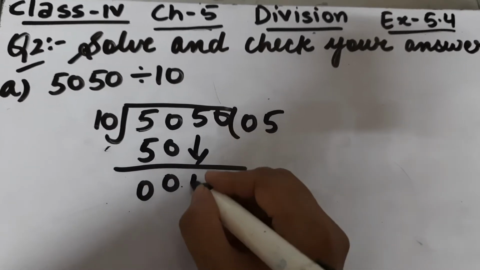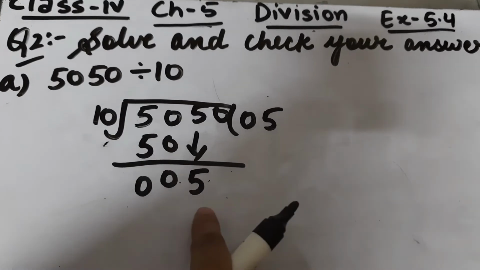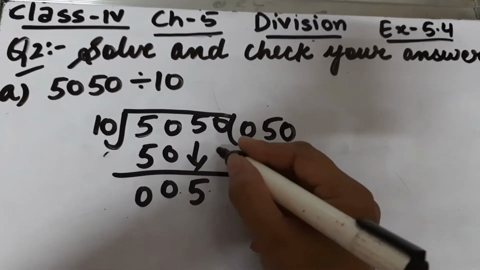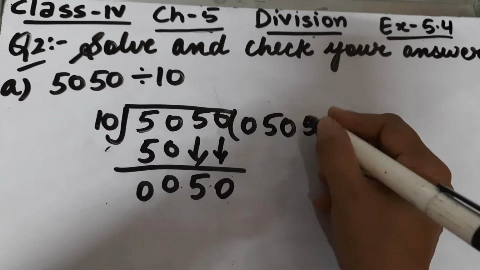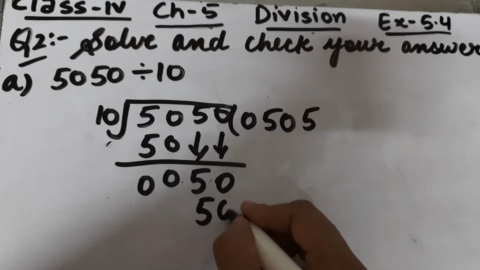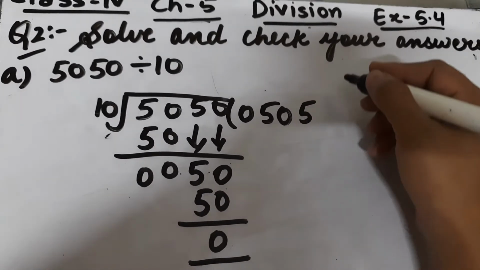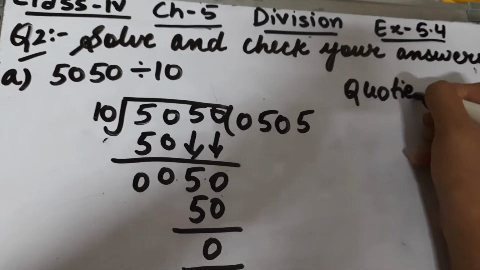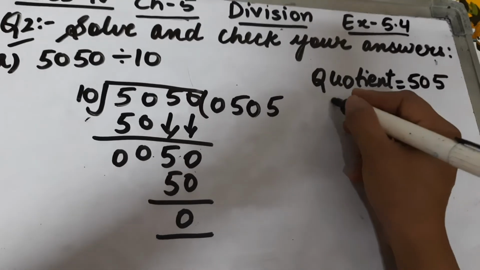Bring this 5 down. Does 5 come in the table of 10? No, we cannot divide 5 by 10, so we will write 0 in the quotient and bring this 0 down. Now 10 fives are 50. Now subtract it, we will get 0. So our quotient is 505 and the remainder is 0.